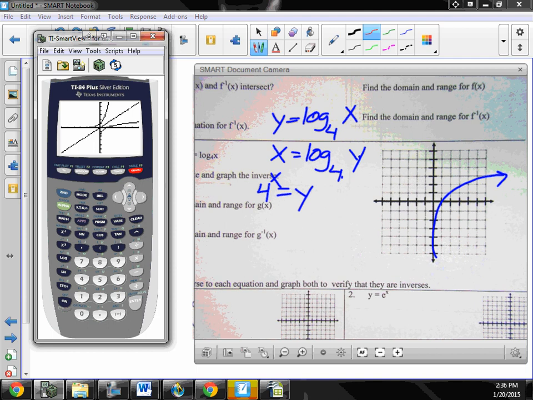So what is the domain and range for g of x? So domain would be, on this blue graph that I've drawn, 0 to infinity. Do we include 0? No, it doesn't ever get there. And we never include infinity. What's the range?